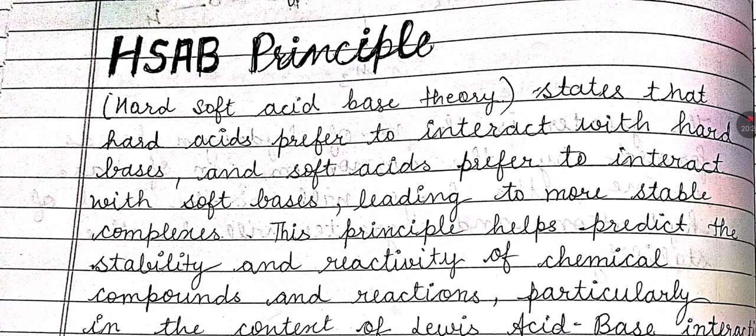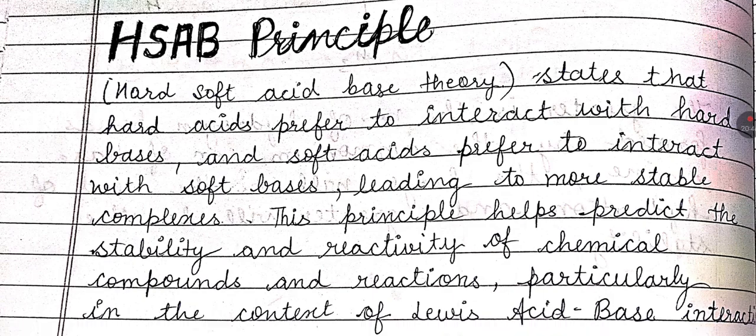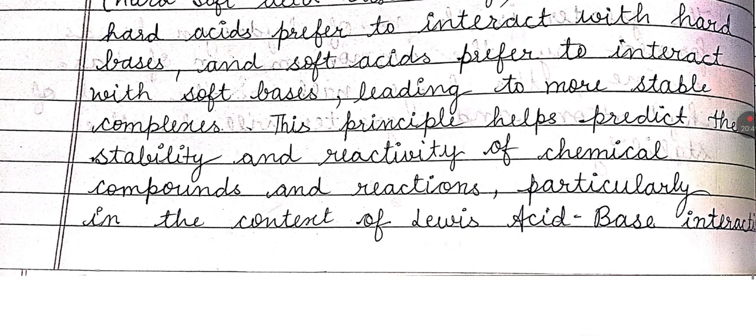Now, the HSAB principle, the hard soft acid base principle. What is it? It states that hard acids prefer to interact with hard bases and soft acids prefer to interact with soft bases, leading to more stable complexes. This principle helps predict the stability and reactivity of chemical compounds and reactions, particularly in the context of Lewis acid base interaction.